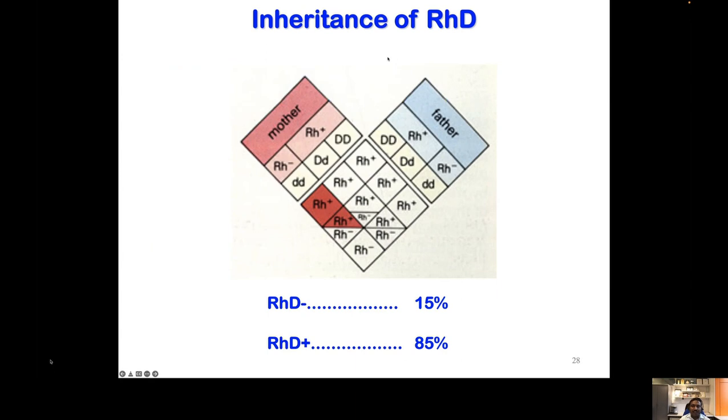So this is the inheritance of Rh. Mostly it's not a problem. Nearly 85% of people will carry positive. When the mismatch is happening, particularly if an Rh negative mother is getting married to an Rh positive father, then there is a chance that they will carry an Rh positive fetus. But if the Rh negative mother is getting married to an Rh negative father, there won't be any problem. Only when positive and negative are mismatched is there a chance of this type of mismatch when the fetus is growing.